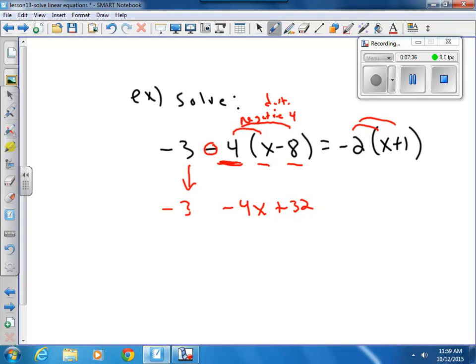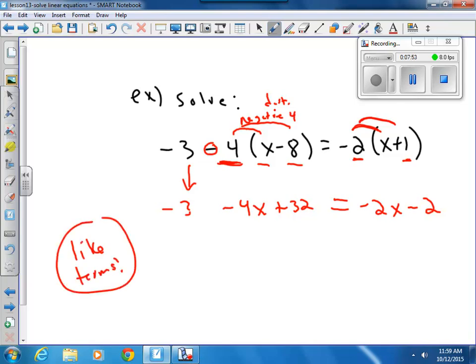So negative 3 minus 4x plus 32 equals, send this through, negative 2x minus 2. How come? Because negative 2 times 1 makes negative 2. When you arrive here, note to self, look for like terms. So, for example, negative 3 goes with 32. Goes with meaning combine, meaning add. So negative 3 plus 32 makes 29, right? So you'll have negative 4x plus 29. So I'm going to just note to self there that those are like terms, equals negative 2x minus 2.